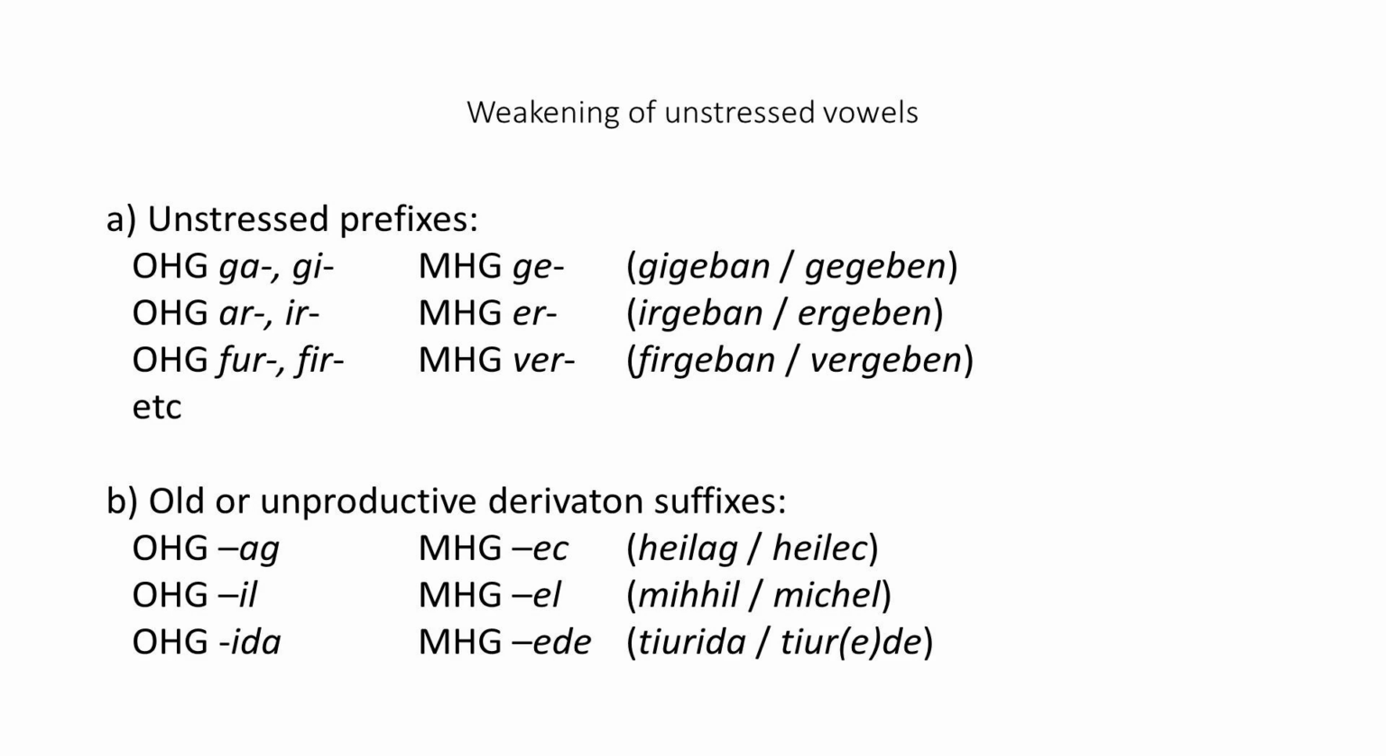Conversely, the process of weakening primarily affects vowels in 3 positions. It occurs largely without exception in unstressed prefixes. The Old High German prefixes ga- and gi- collapse to Middle High German ge-. The Old High German prefixes ar- and ir- collapse to Middle High German er-. And the Old High German prefixes fo- and fir- collapse to Middle High German fer-, etc.